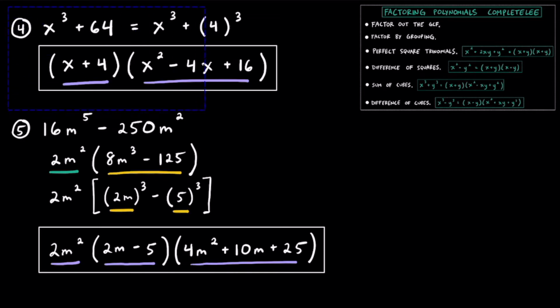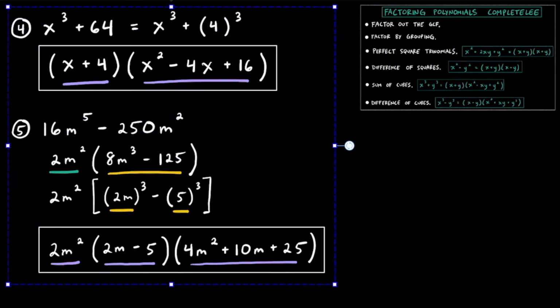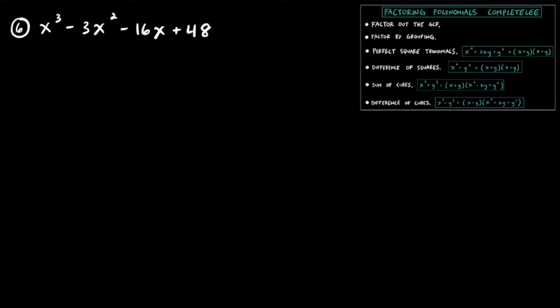So now that we've tried a couple with sum and difference of cubes, let's bring in some factoring by grouping. For example 6, let's factor x cubed minus 3x squared minus 16x plus 48. Typically, when we have a 3rd degree polynomial or a cubic polynomial and there are 4 terms, I like to see if we can factor by grouping before doing anything else. I can't factor out a GCF, so I usually go into this strategy next.